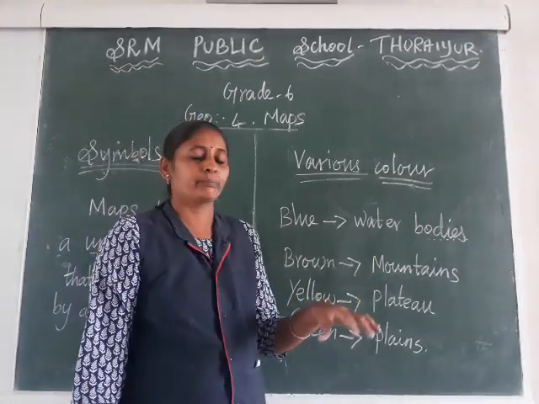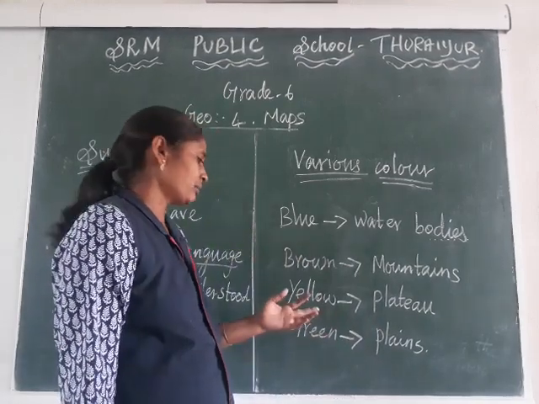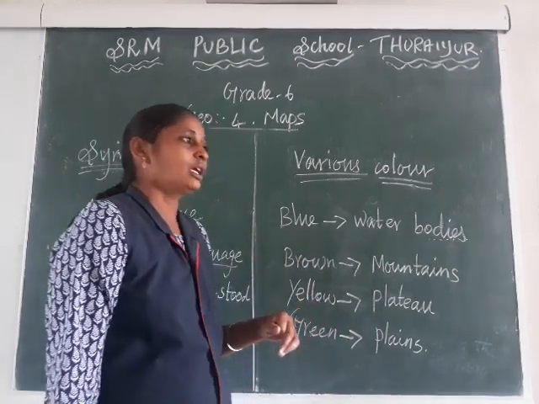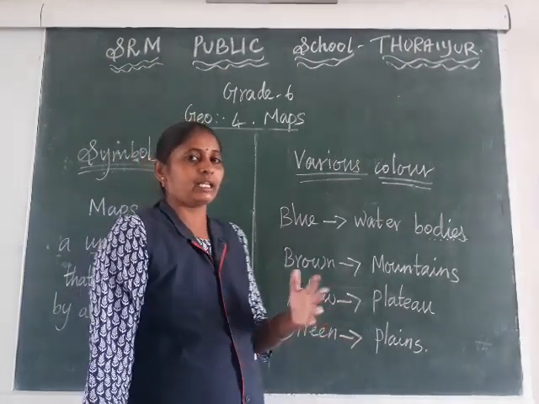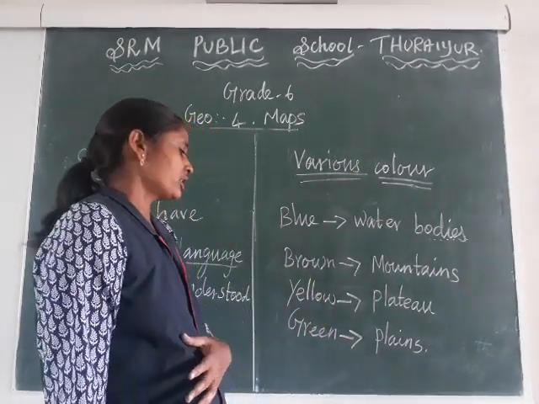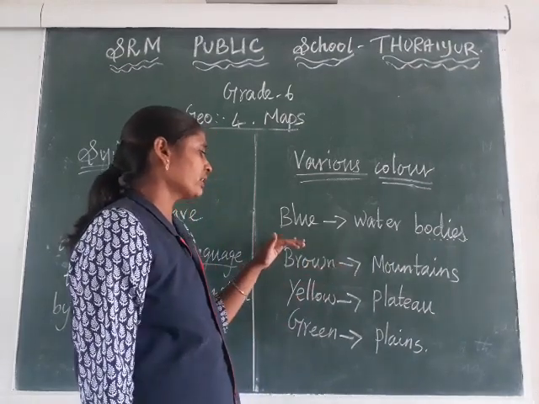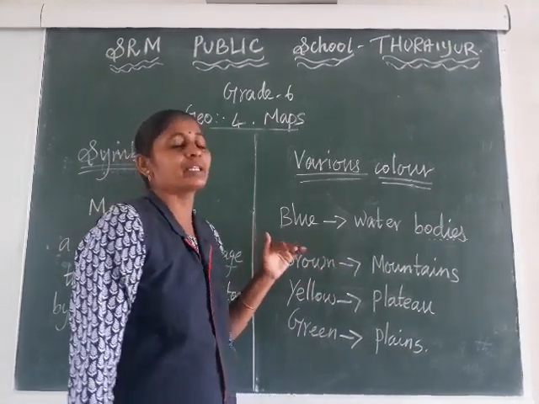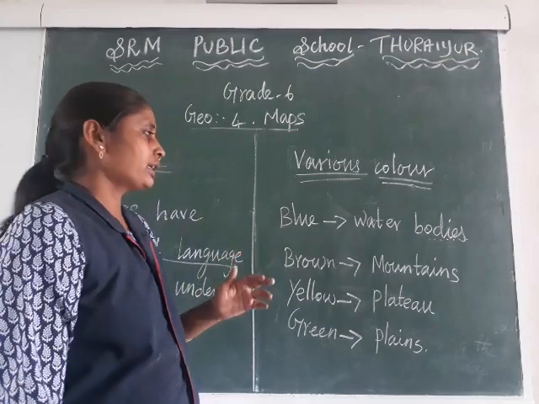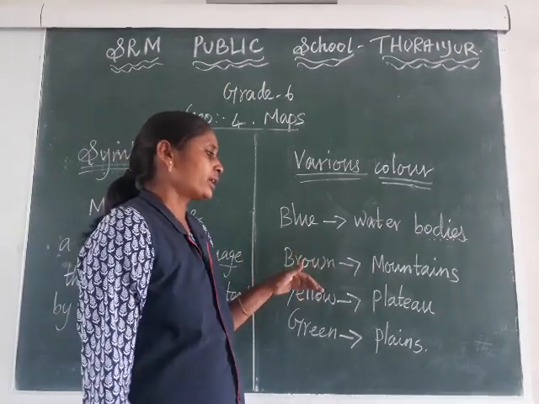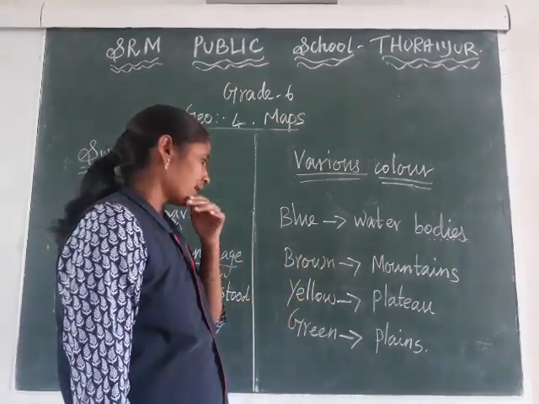So whenever they are marking a plateau in a map, that time they are using yellow color. For plain area, we are using green color. Whenever we see blue color in a map, we can understand immediately that it is a water body. Brown color means that is a mountain range.